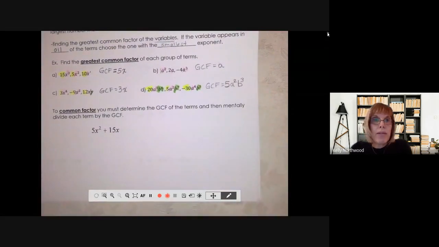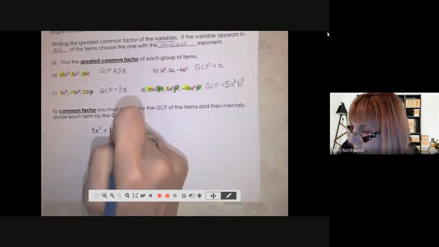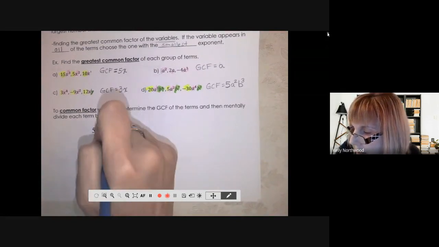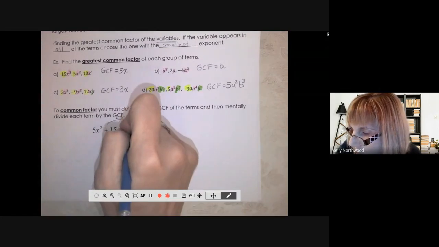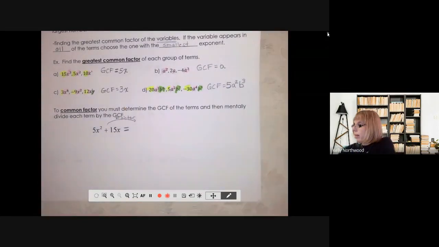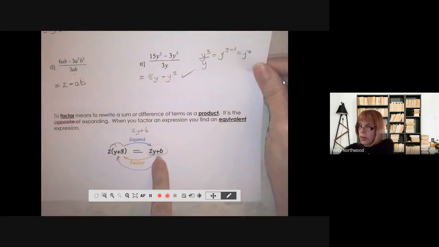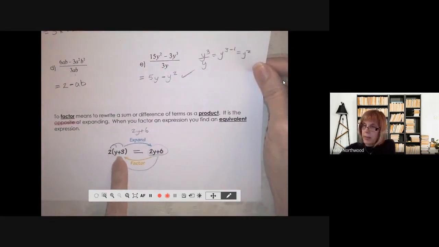All right, so to factor, you must determine the greatest common factor of the terms and then mentally divide each term by the greatest common factor. So we're going to try this, to rewrite like we did, like we were looking here. We're starting with this and we're factoring to end up with something that looks like that.